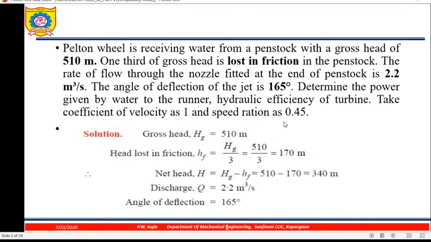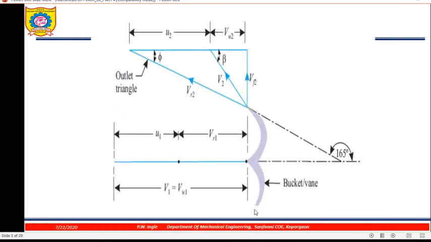So the gross head is given, it is 510 meter. Head lost in friction is what? One third of the gross head, so it is 1 by 3 of Hg. So it is 170 meter. Therefore, net head is what? Gross head minus head loss due to friction. So it is 340 meter. Discharge is 2.2 meter cube per second and the angle of deflection is 165 degree.